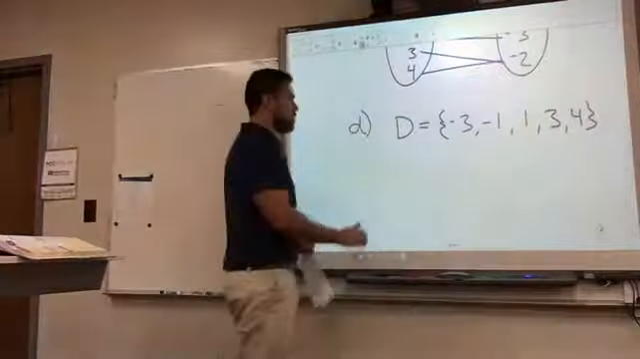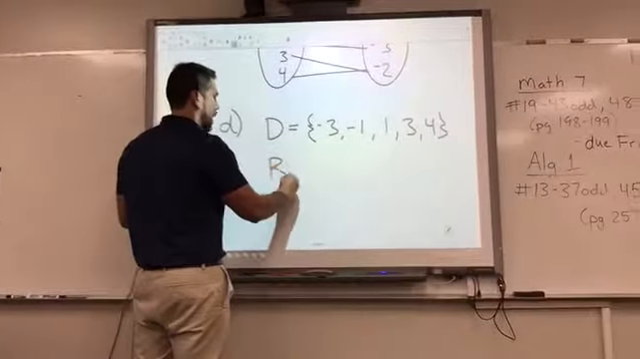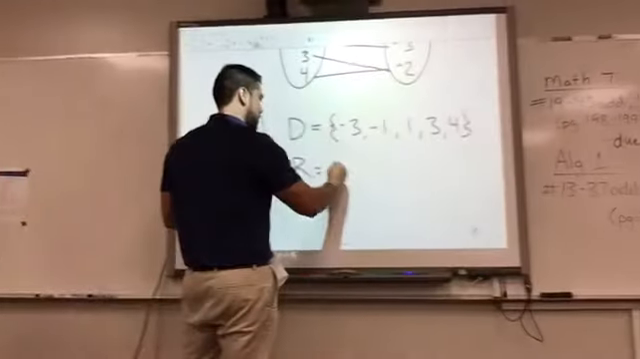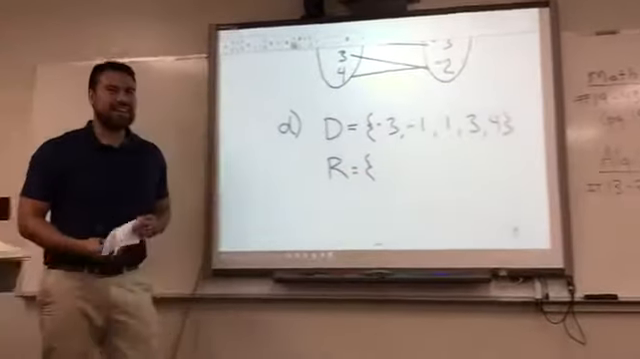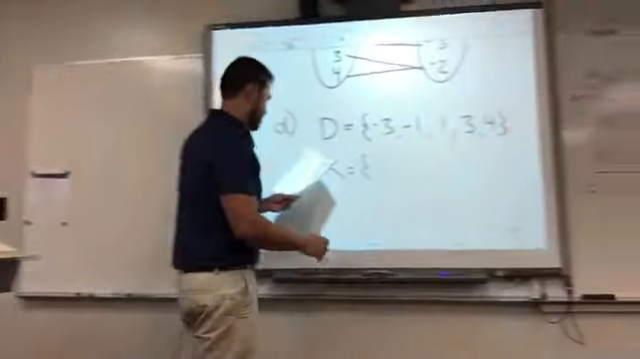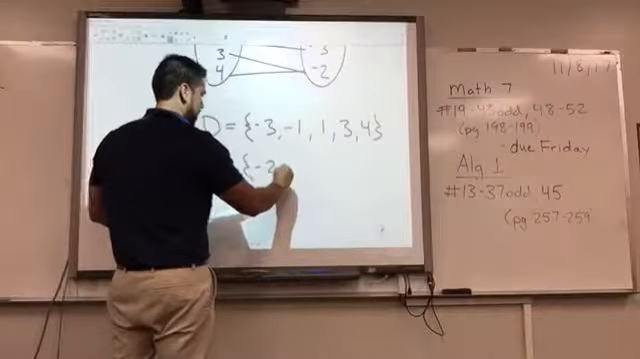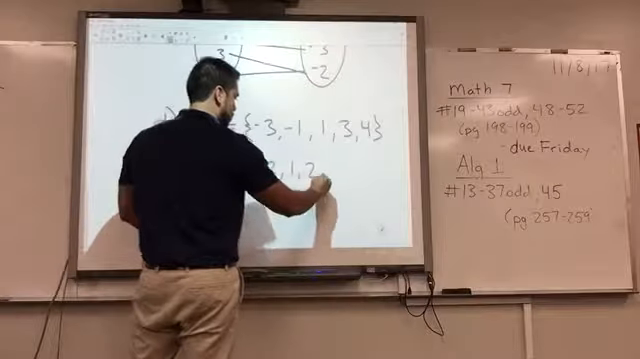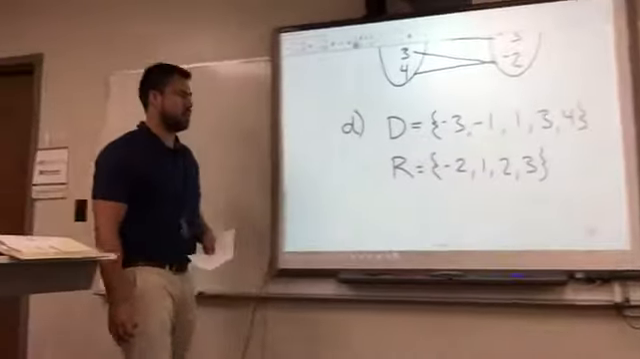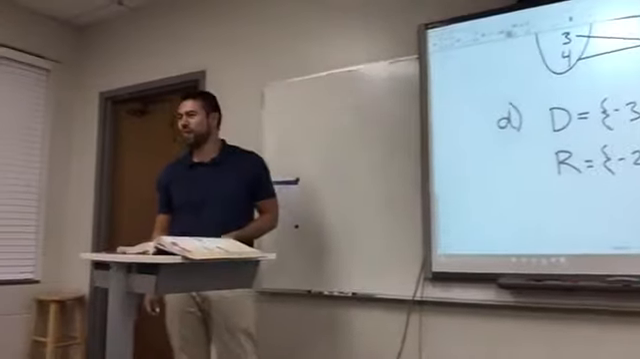Do you think I should repeat in the range? No. Capital R for the range. Open brace. And then, what's the order? Least to greatest. -2, 1, 2, 3. And then close brace. All right. Whew. That's example 1.